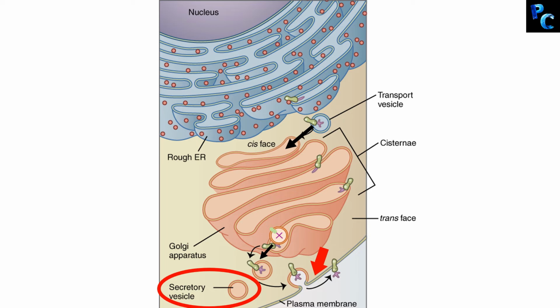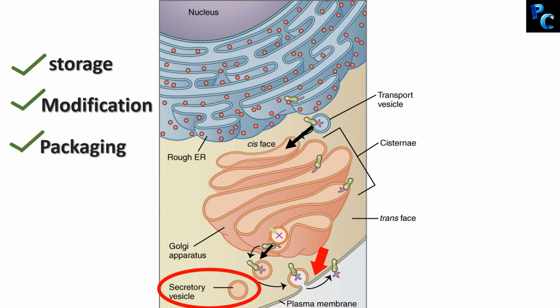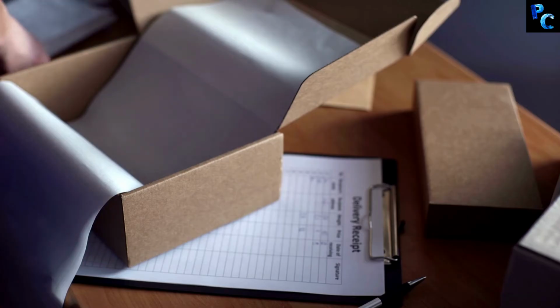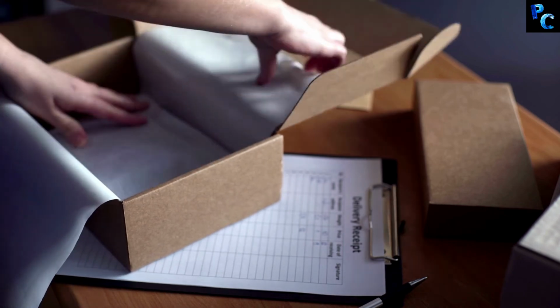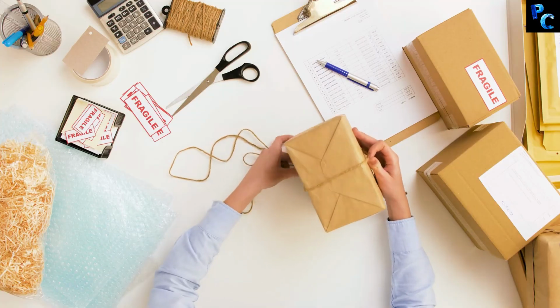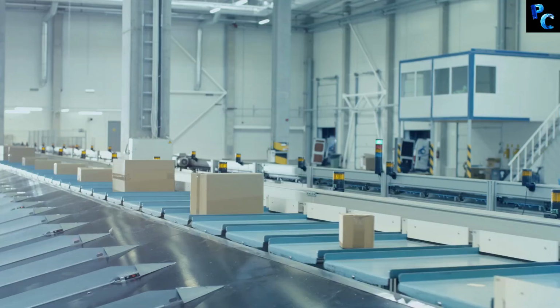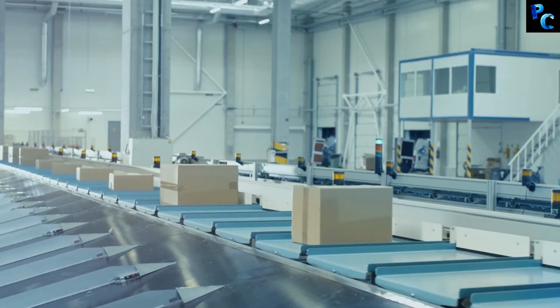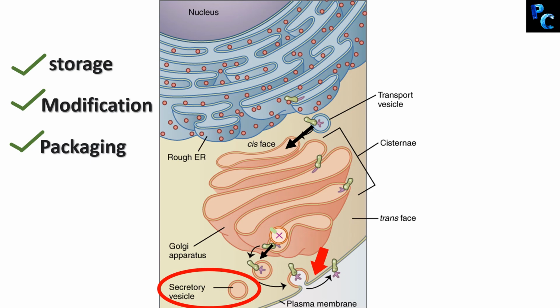So you can understand that Golgi helps in storage, in modification and also in packaging of various products. Isn't Golgi apparatus like a post office? Letters, parcels come there, they are stored, they are sorted, packed and they are sent to their particular address. So I hope now you have a clear idea about the Golgi apparatus.